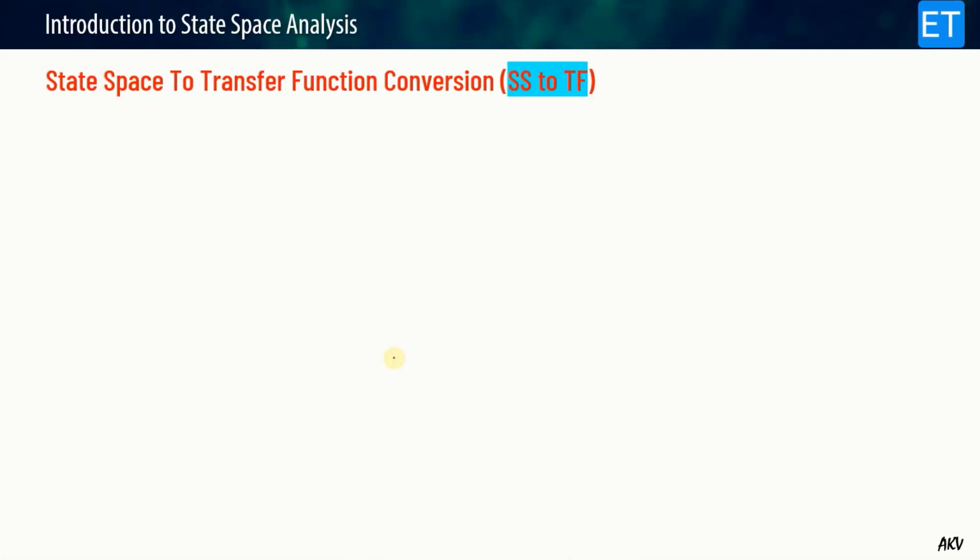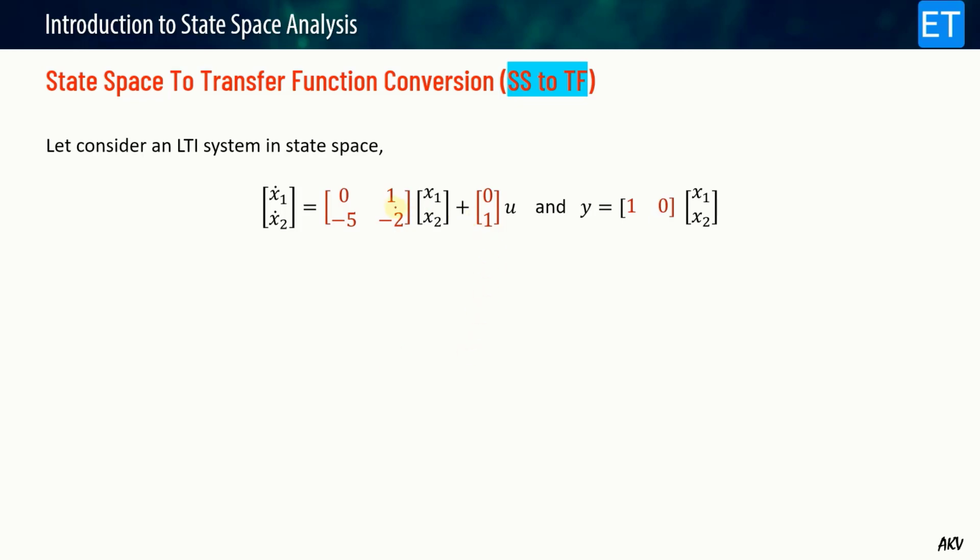Now let me take one example of this theory. Consider one LTI system which is represented by these two state equations. This is your A matrix, this is the B matrix, this is the C matrix, and D is not present, so D is 0. Now your question is how to convert this state space into the equivalent transfer function.